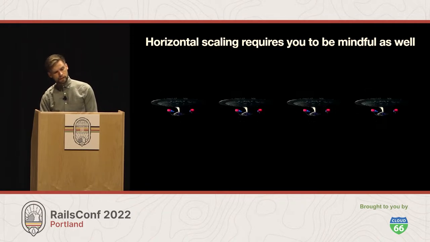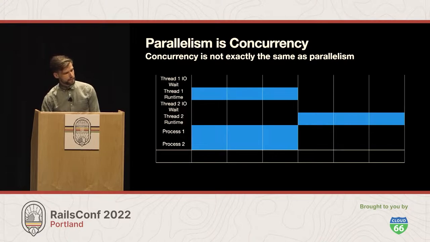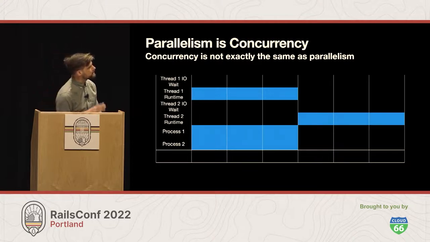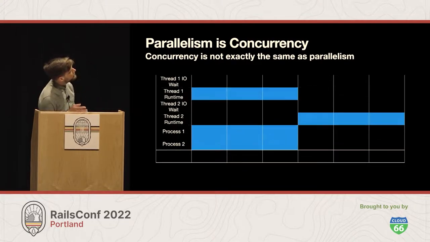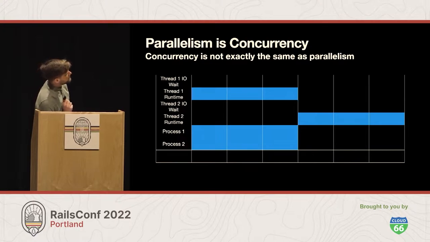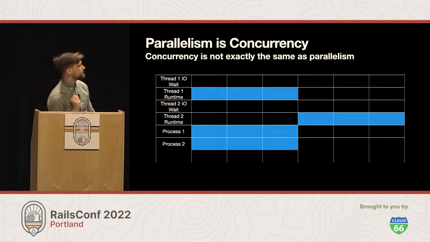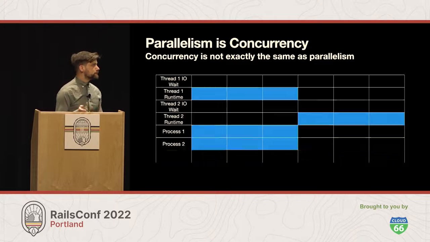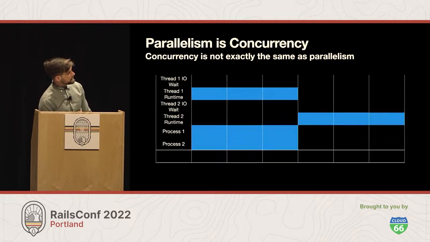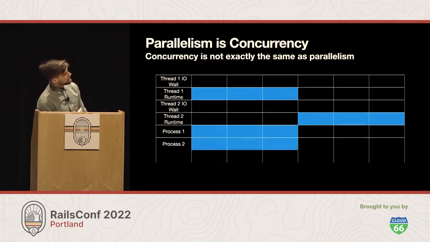So stepping away from the Star Trek analogy a little bit, we'll talk about how parallelism and concurrency differ. So in this chart, we have three processes, let's say. Thread one and thread two are on the same process. Process one and process two are just separate instances of your Ruby application. Process one and process two work at the same time, so they complete in half the time on the chart.